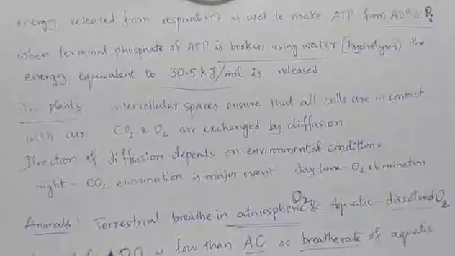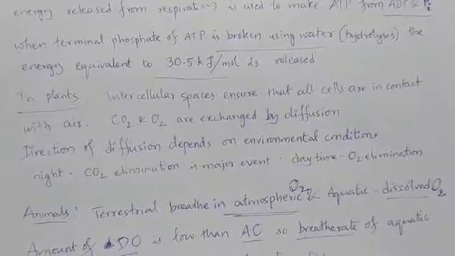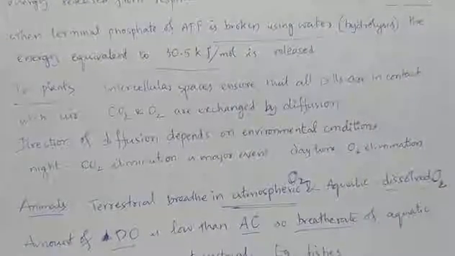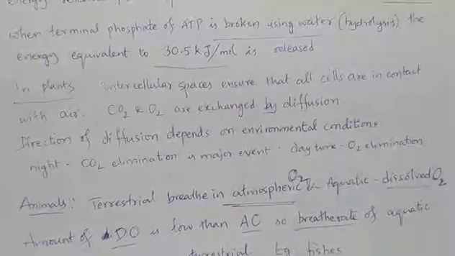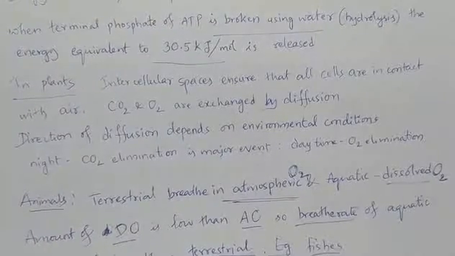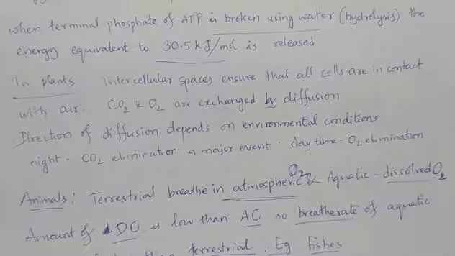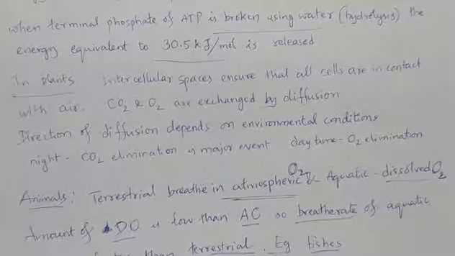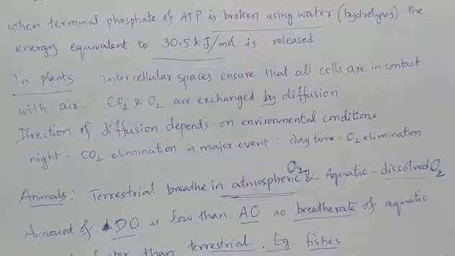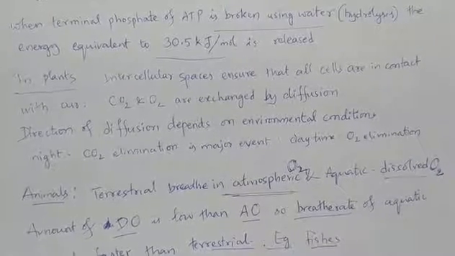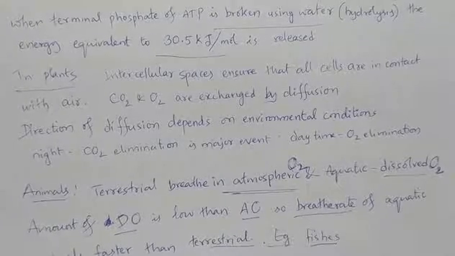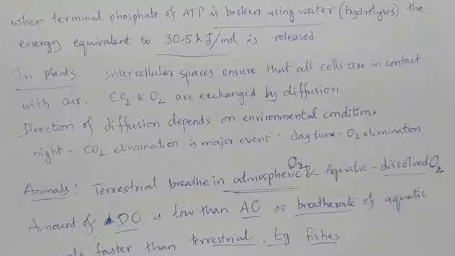When the terminal phosphate of ATP is broken using water, then 30.5 kilojoules per mole of energy is released. So by the breakdown of the terminal phosphate of ATP, how much energy is produced? 30.5 kilojoules per mole is released.